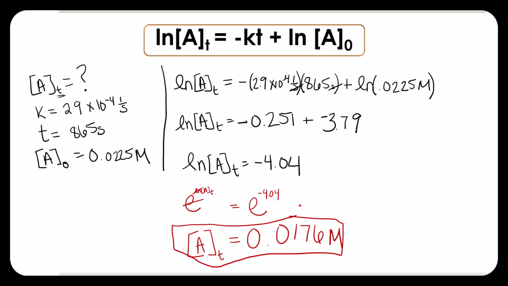And then the last thing I always ask myself is, does this make sense? So our reactant has been allowed to react for 865 seconds. Would I expect the concentration to be higher or lower than what I started with? Well, if it's a reactant, I would expect the concentration to be lower. So we started at 0.0225. We ended at 0.0176. That makes sense to me.